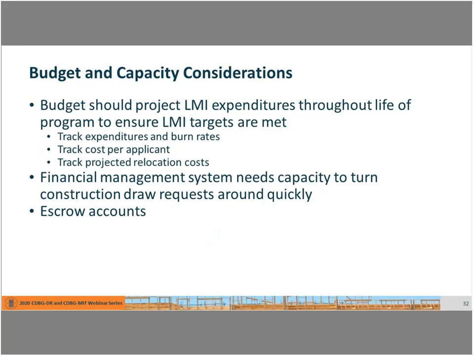Your financial system should have the capacity to track activity delivery and direct costs, and also it's very helpful if it is able to track LMI expenditures. It needs to be able to manage the volume of construction draws that you're going to have once your program takes off. And you may also need mechanisms for establishing and tracking escrow accounts if applicants are required to deposit any duplicated benefits prior to construction start.